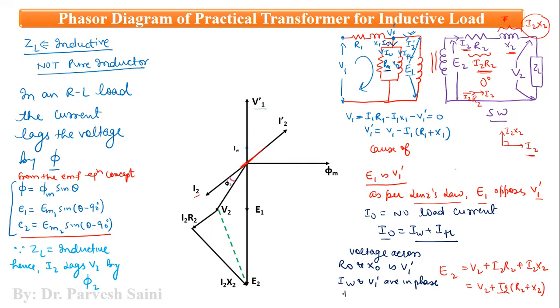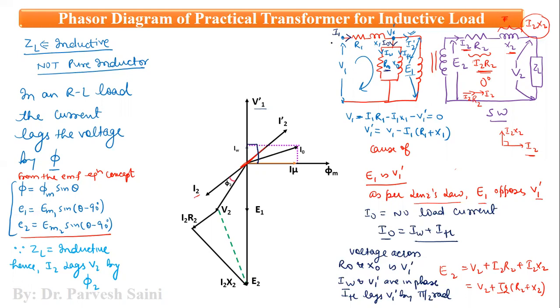Now I mu basically lags V1 dash by pi by 2 radians or 90 degrees, right? So let us draw this one also. So I mu is lagging V1 by 90 degrees, as you can see here, right? Now the resultant of these two is I naught. So let us draw the resultant, and the resultant is drawn here, which is I naught. You can see. So now I naught is obtained. Now we are left with the primary current, main primary current or full load primary current I1, V1, I1 R1, I1 X1.